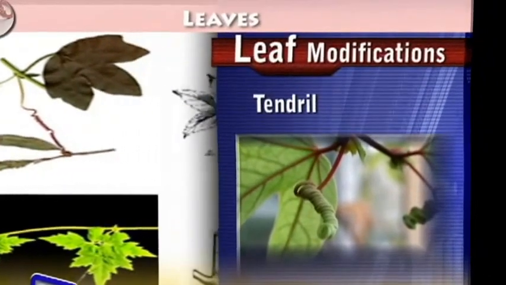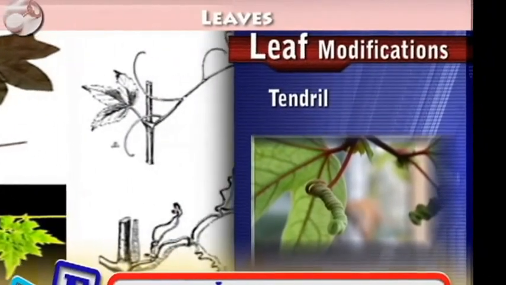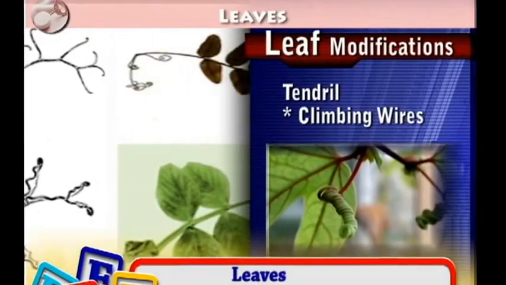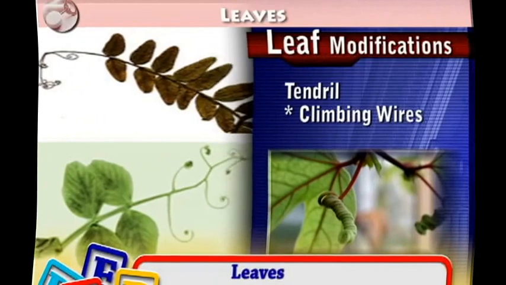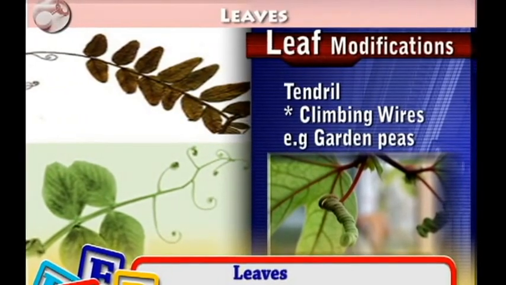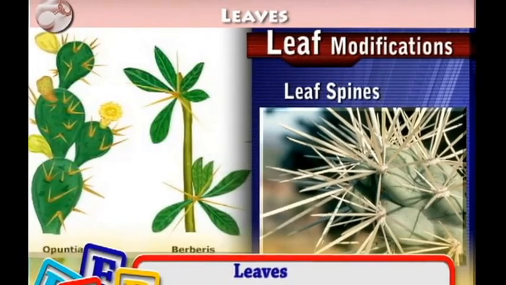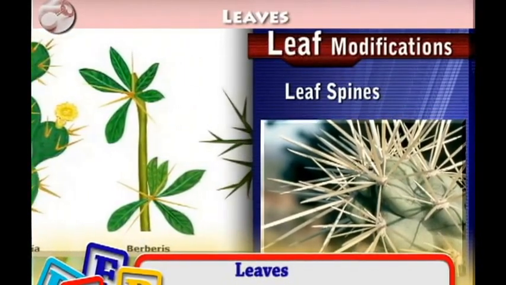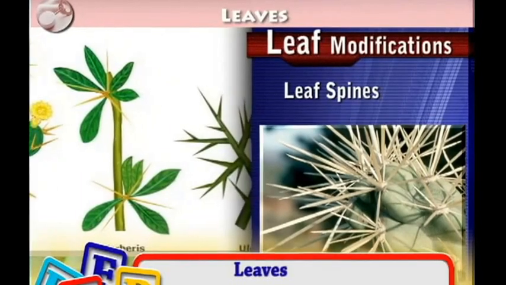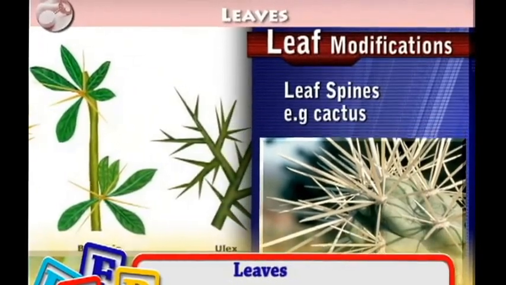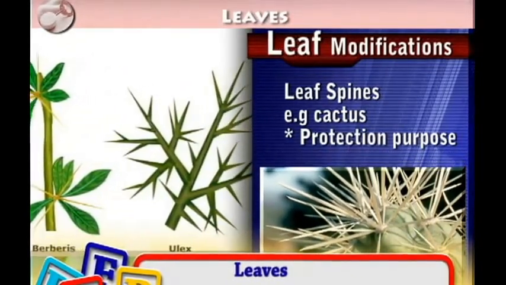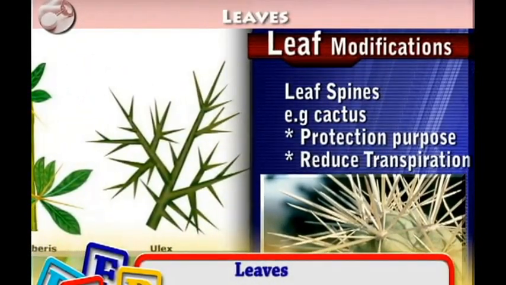Then we have other leaves that develop tendrils. These are wire-like structures, and they are used for climbing other organisms, and we find them especially in the garden peas. Then we have the leaf spines. The leaf spines are leaves that have modified themselves in such a way that they turn into spines. An example that we have here is the cactus. This one is mainly for protection from herbivores, and also to reduce the rate of transpiration.